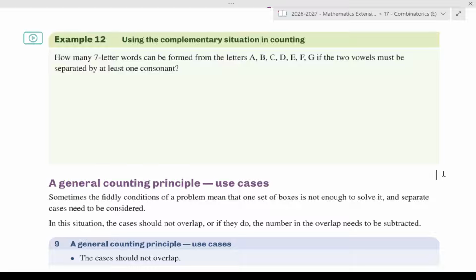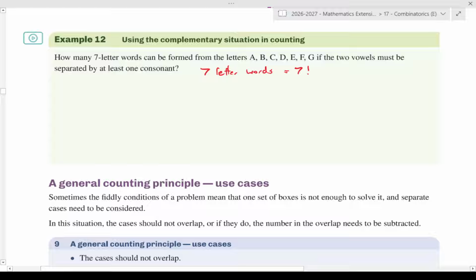We're going to say, okay, we've got 7-letter words. How many 7-letter words can be formed from the letters A, B, C, D, E, F, G? And we'll ignore that bit for now. So how many 7-letter words can be formed by those letters? Well, that would be 7 factorial. So 7-letter words equals 7 factorial. So now we've worked out how many in total there are.